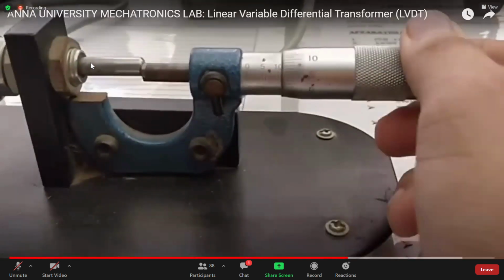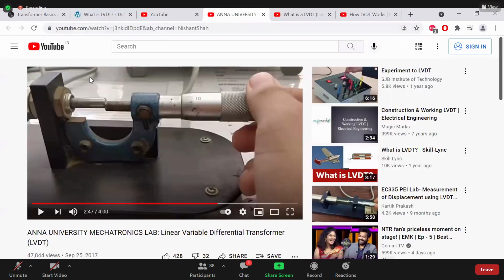This is our core rod. Internally, this rod is connected to the core. So this is about the LVDT. Now we'll go to our experiment.